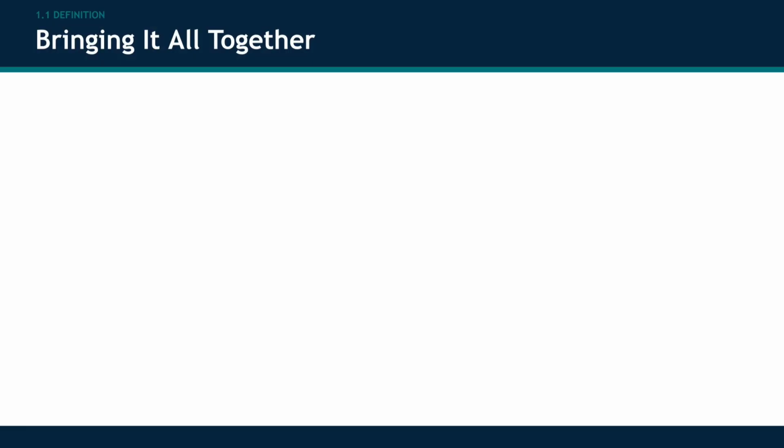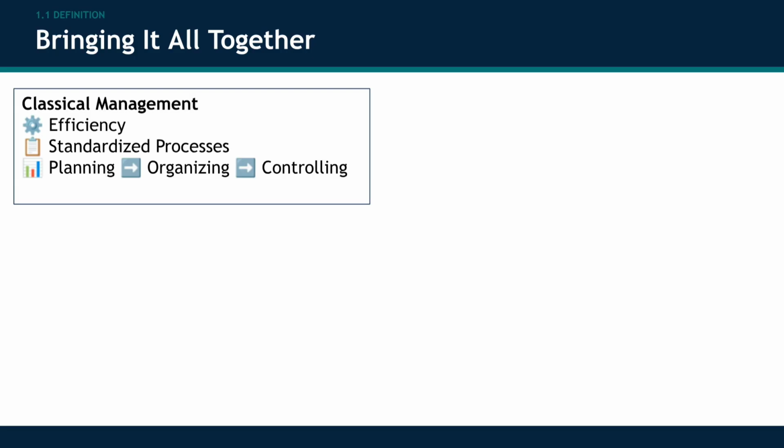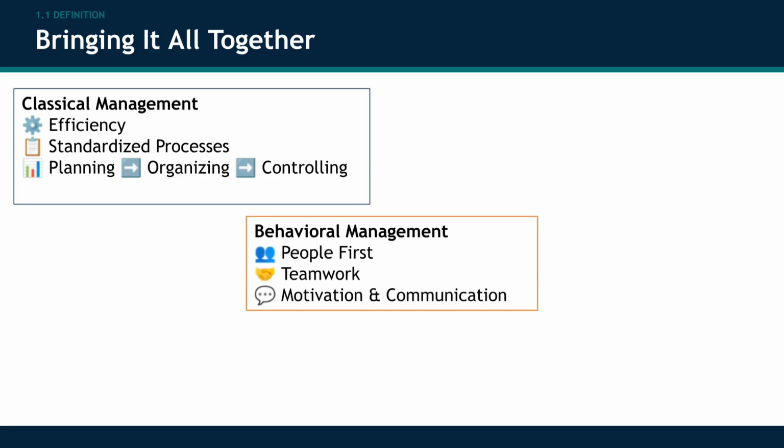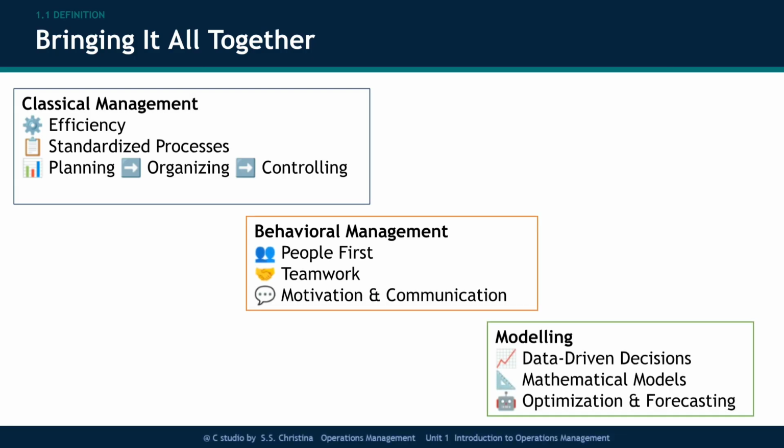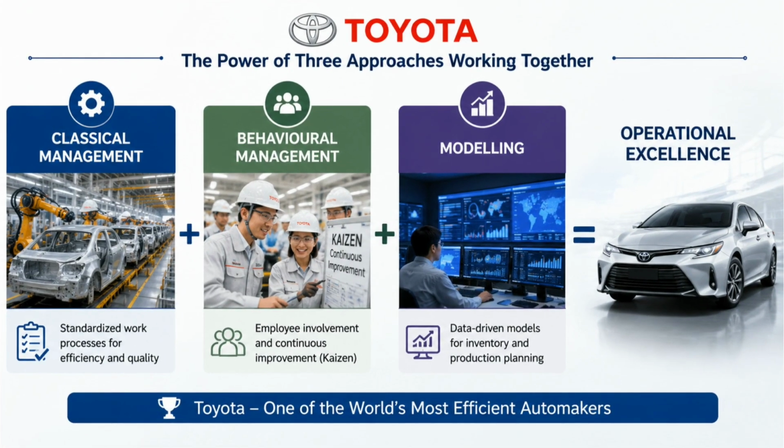In summary, modern operations management brings together these three schools of thought: the efficiency of classical management, the human focus of behavioral management, and the data-driven precision of modeling. These three schools are not competitors. They complement one another. A successful manufacturing company needs classical management to design efficient production processes. It needs behavioral management to motivate employees, build teamwork, and improve communication. And it needs modeling to analyze data, forecast demand, optimize production schedules, and reduce costs.